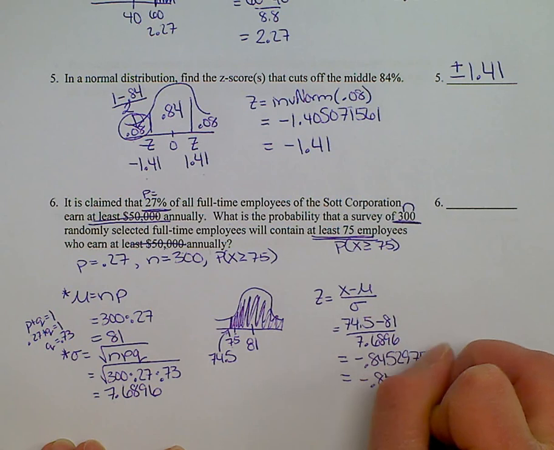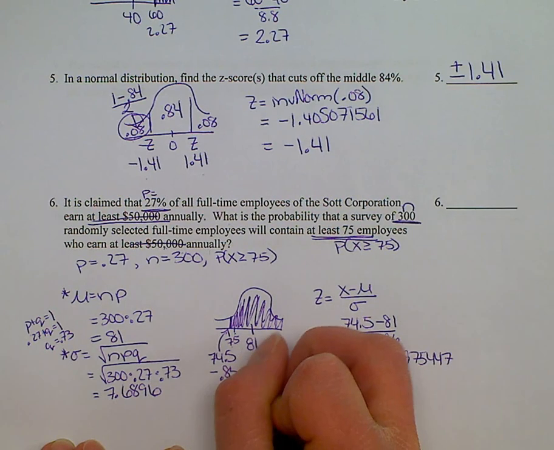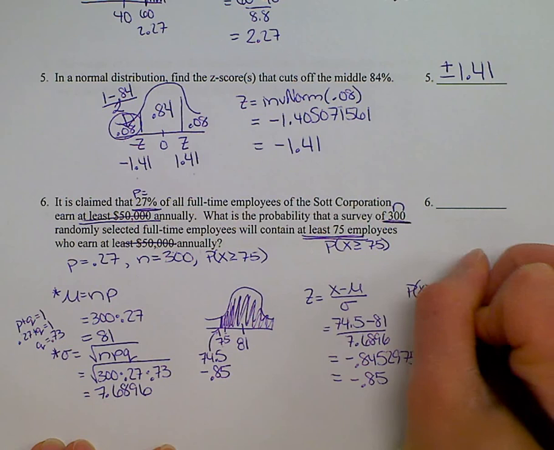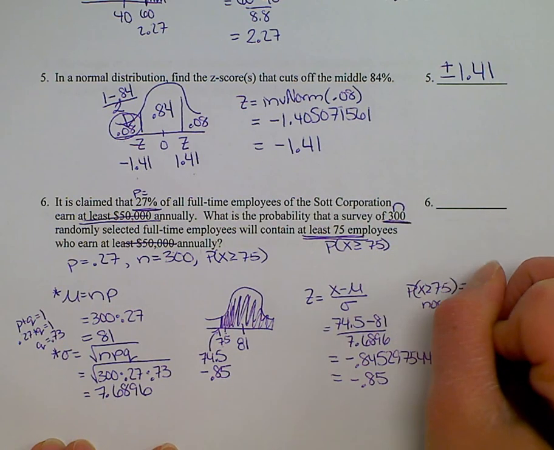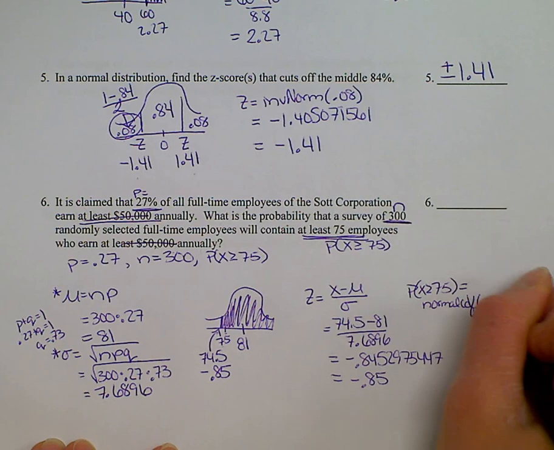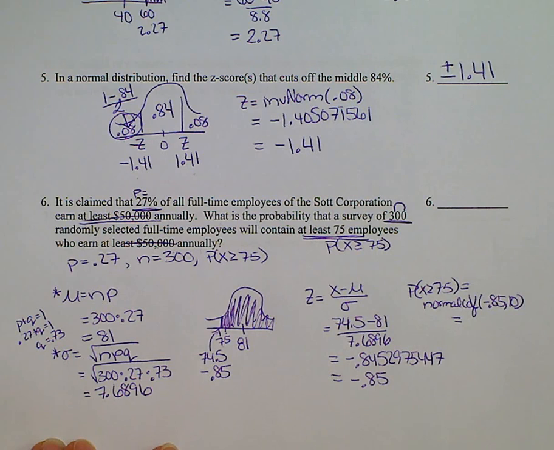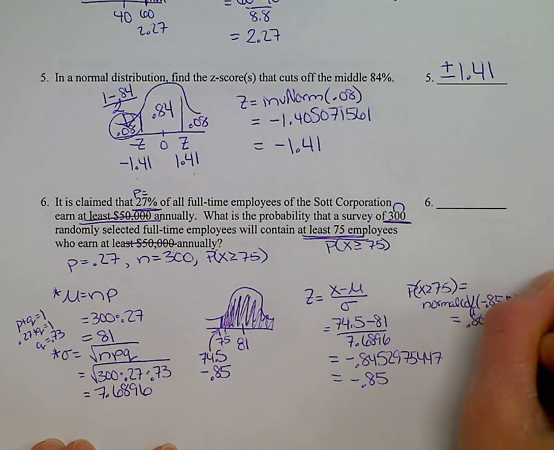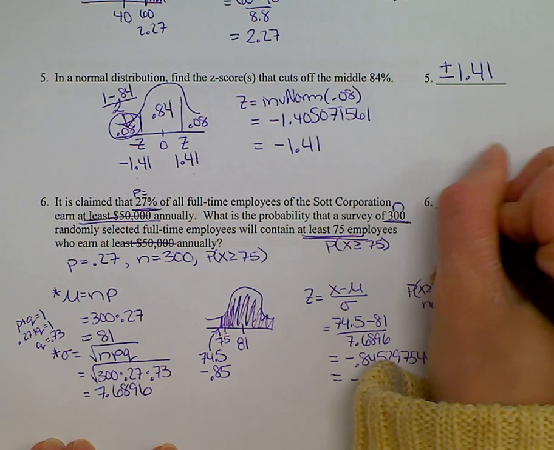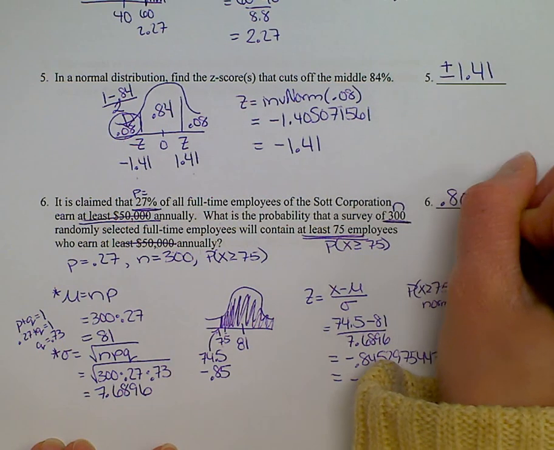Remember, we want to round our z-scores to 2 decimal places. Now to find our probability or area under the curve, we're going to use normal CDF. So we're going to do normal CDF, negative 0.85 to 10. And we get 0.80233758082. So to 4 decimal places, it's 0.8023.